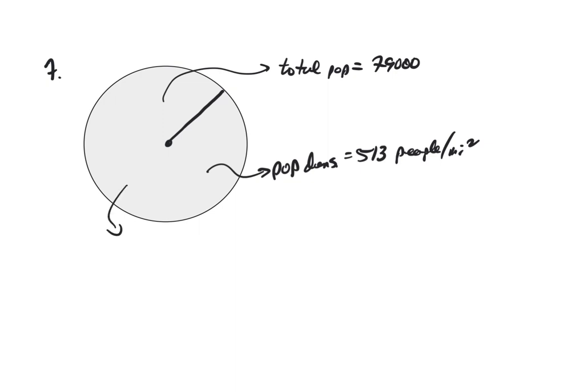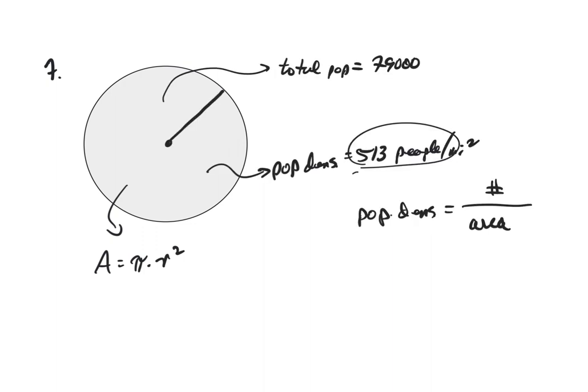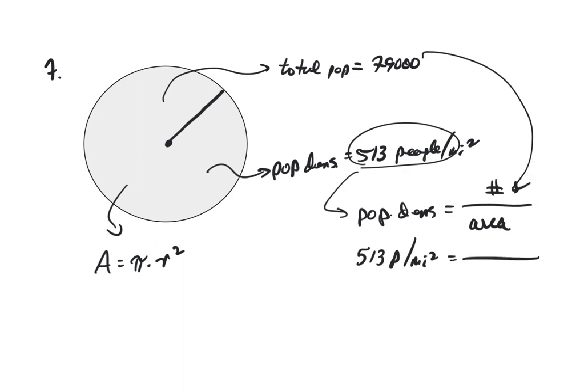Well, because it's a circle, the area of the region is going to be pi times the radius squared. So when we set up our population density formula, population density is going to be equal to the number of people divided by the area. In the problem, they tell us the population density, so they tell us it's 513 people per square mile. They tell us the total population is 79,000 people. And then the area, we don't know what the radius is, but we know the area is pi times the radius squared. And that, of course, would be measured in square miles.